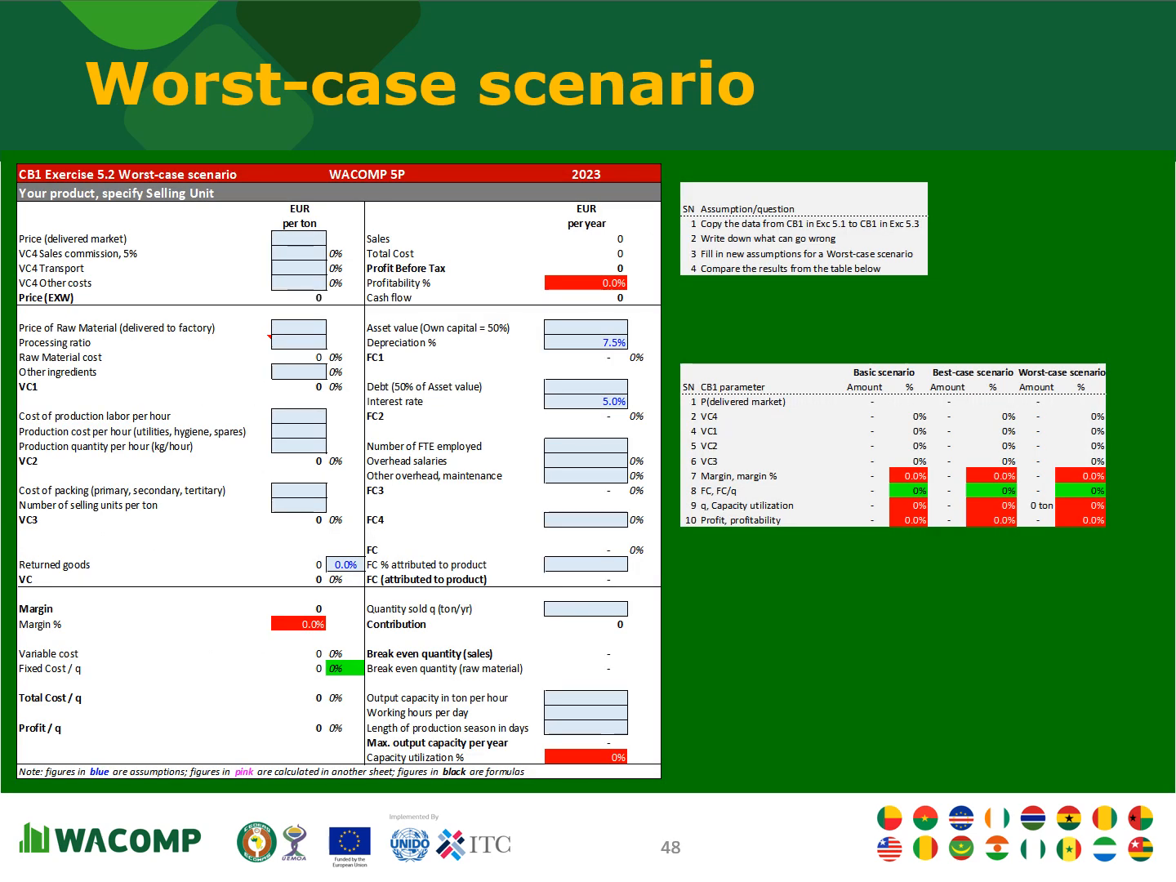This is the beginning table 5.3 worst case scenario, and what you see on the table on the right is a third column coming up where you can compare the most important benchmarks and cost structure for the basic scenario on the left, the best case scenario in the middle and the worst case scenario on the right. This helps you to understand your business even better.